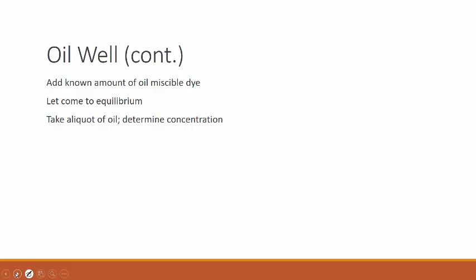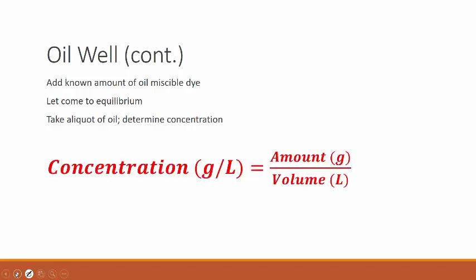Okay? So once you measure the concentration, concentration, you all, I'm sure, understand, is amount divided by volume. So if we put units on that, the concentration would be in grams per liter if the amount were in grams and the volume were in liters. So if we know that we put in a known amount, and we can measure the concentration, we can solve for the volume, which is what we want to know.